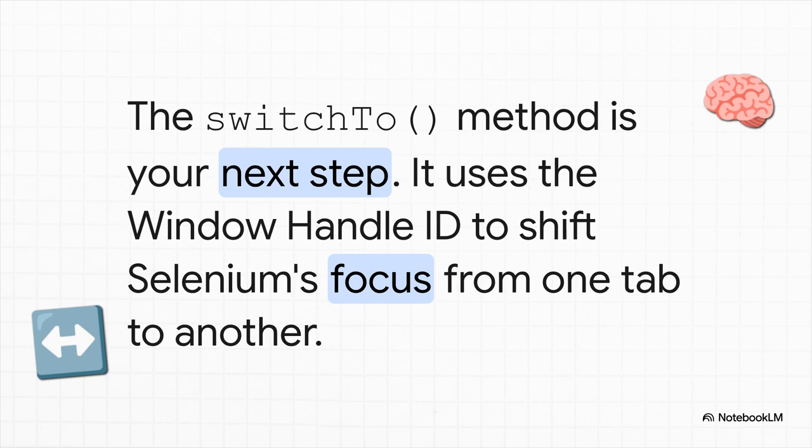This is what turns those handle IDs from just useless strings of text into a powerful command. You take the ID of the window you want to control, you pass it to switch to, and you're essentially telling the WebDriver, okay, drop what you're doing and shift your entire focus to this new tab. From that point on, every command you run will happen in that new tab. It's the absolute key to making multi-window automation work.